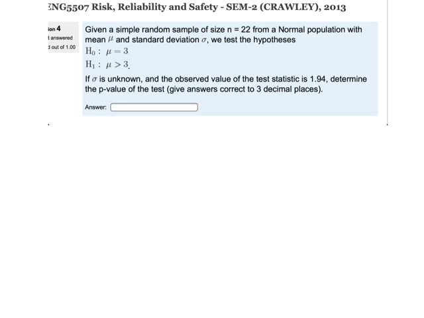Sorry, I thought we were given the variance up here, but we're actually not. The standard deviation is unknown, and the observed value of the test statistic is 1.94. Determine the p-value of the test.